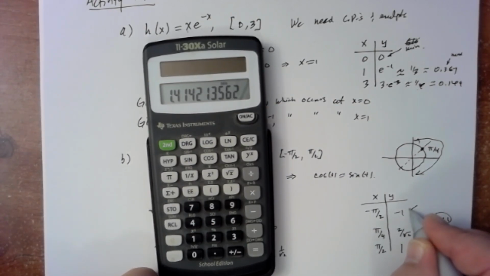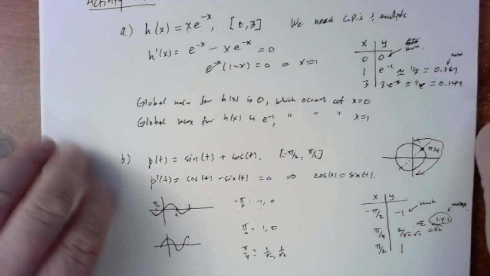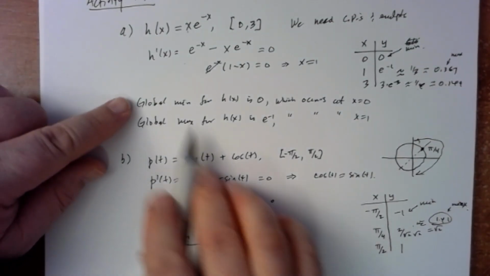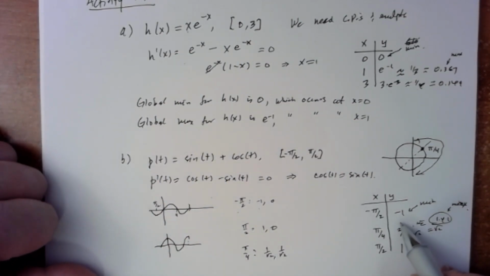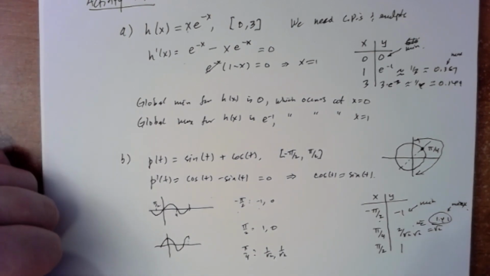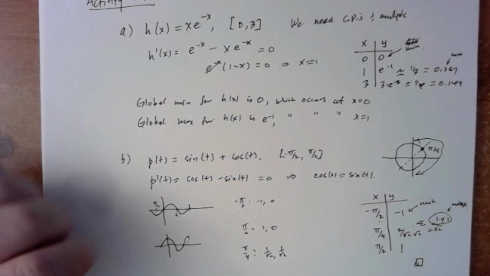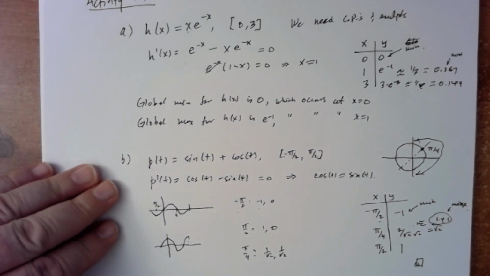So again we have our global min here at negative 1 and a global max here at pi over 4. So again, how do we describe that? We would say, just like up here, the global minimum is negative 1 and it occurs at x equals negative pi over 2. The global maximum is 1.41 or square root of 2, and it occurs at x equals pi over 4. Good. Done. Okay, maybe we'll try one more example.